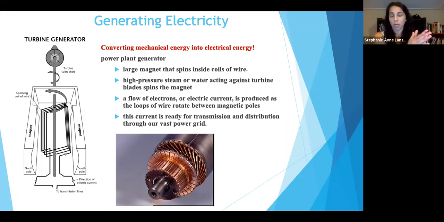So converting mechanical energy into electric energy with any power plant, no matter what we're doing to turn it, whether it's hydropower, wind power, coal, natural gas, we basically have a large magnet that spins inside a coil of wires. And high pressure steam, water, anything acting against the turbine blade spins this magnet, and the flow of electrons is produced as the loops of the wire rotate between these magnetic poles. And then the current is ready for transmission and distribution through our power grid.